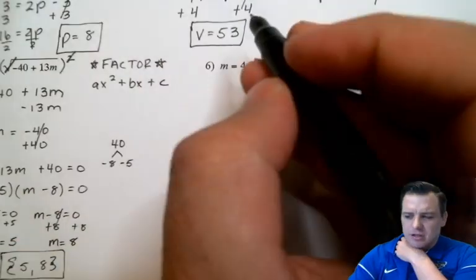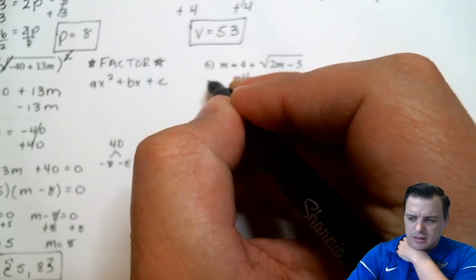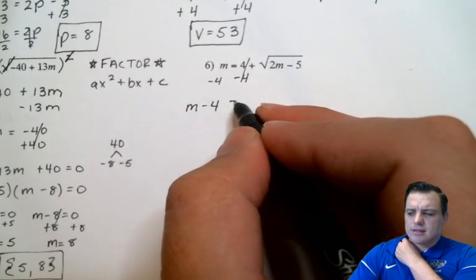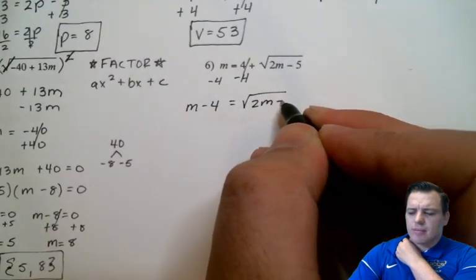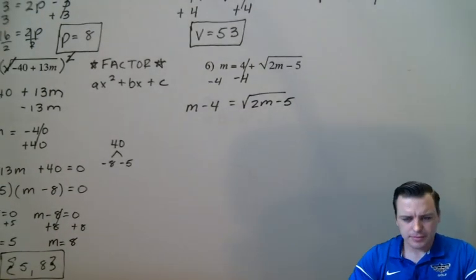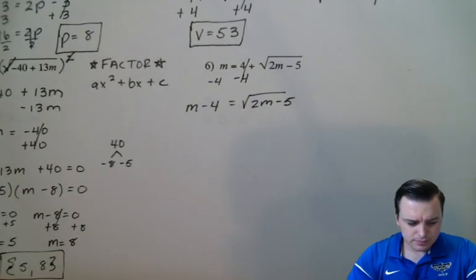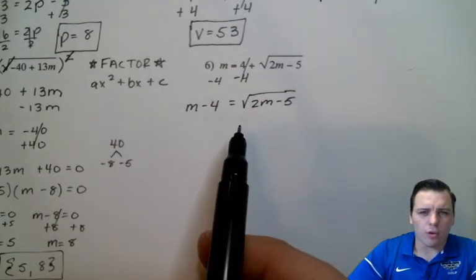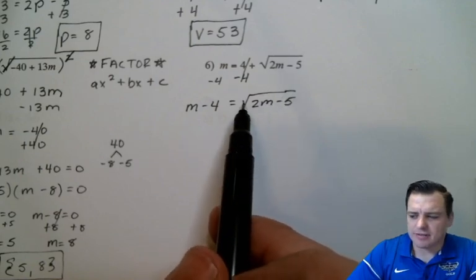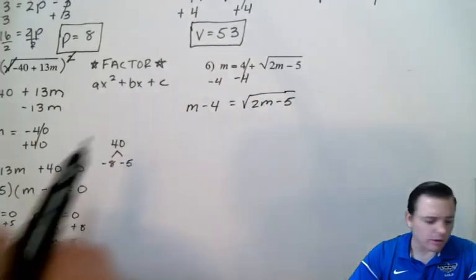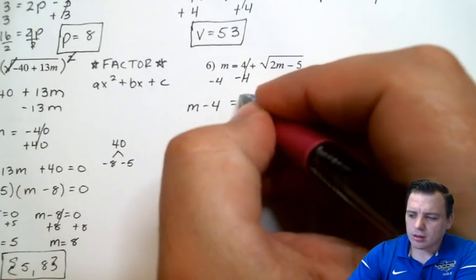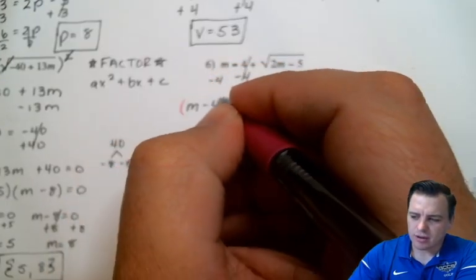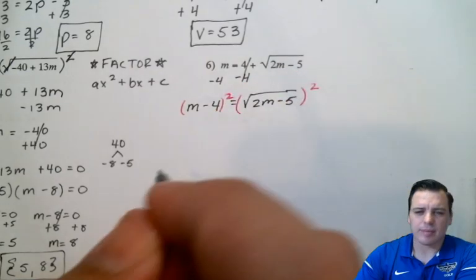So in saying that, I want to subtract 4 right here from both sides. Subtract 4, that cancels. I got m minus 4 is equal to the square root of 2m minus 5. Now, in order to isolate this over here, in order to get rid of that square root, I'm going to have to square this side. But what I do to one side, I must do to the other in order to keep it balanced.